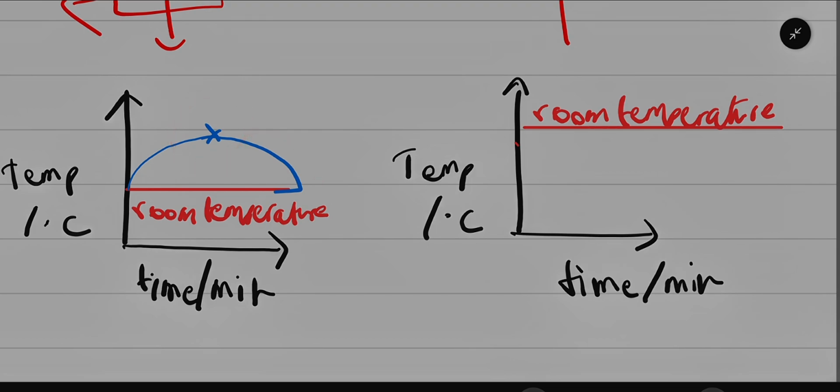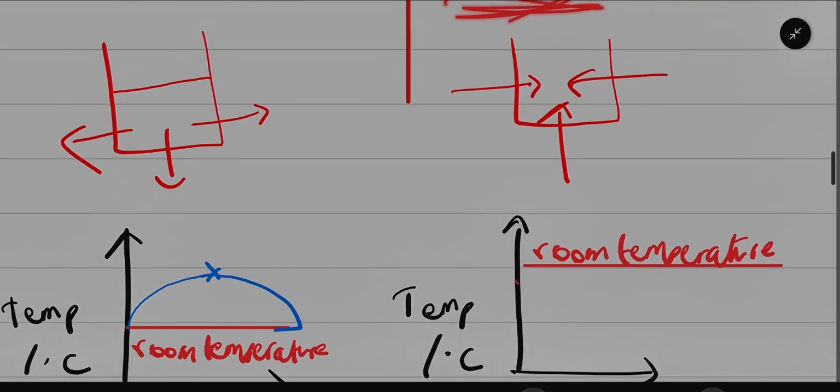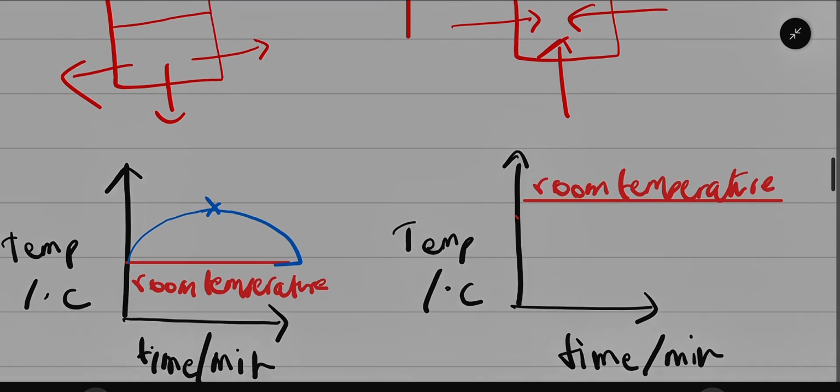In the same way, if we talk about the endothermic reaction, because the surrounding temperature decreases, initially the room temperature falls, and the reaction stops somewhere here at X as well. Eventually it will come back to room temperature because a glass of water can't stay cold forever, and it's going to gain the energy from the surroundings.